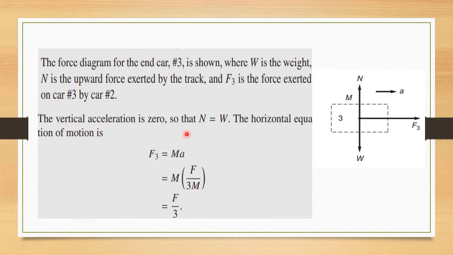Okay. Since the vertical acceleration is 0, we have N is equal to W. And the horizontal equation of motion is F3 is equal to ma. There is only one force acting on this mass, F3, which is equal to ma. m is the mass of the car, and m into a, where a is F by 3m, when we cancel m, gives F by 3. So the force exerted on car 3 by car 2 is F by 3.